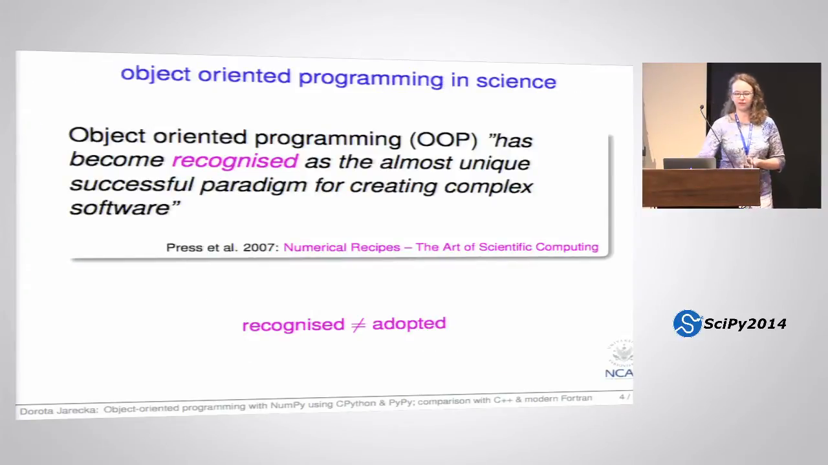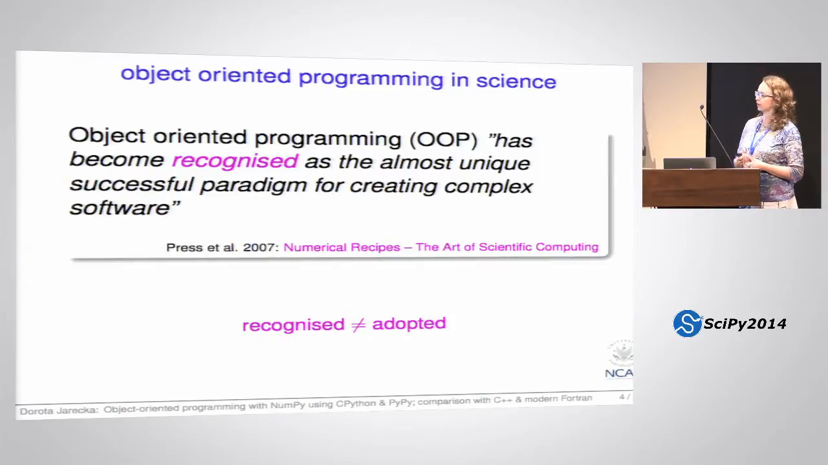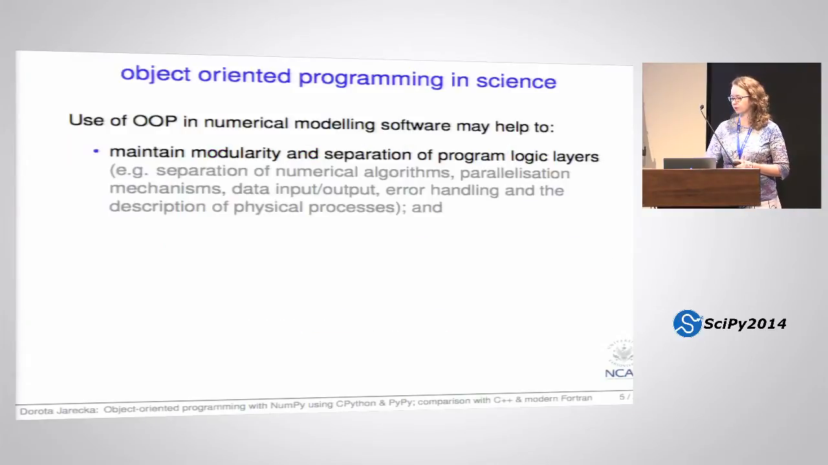The title says object-oriented programming, so why did we try to use object-oriented programming? Quoting Numerical Recipes, it should be a pretty basic approach for complex software. When I talk with people from outside science, it looks pretty obvious to everyone. But in the scientific world, I haven't had much experience with object-oriented programming. So we just tried to explore this problem a bit more.